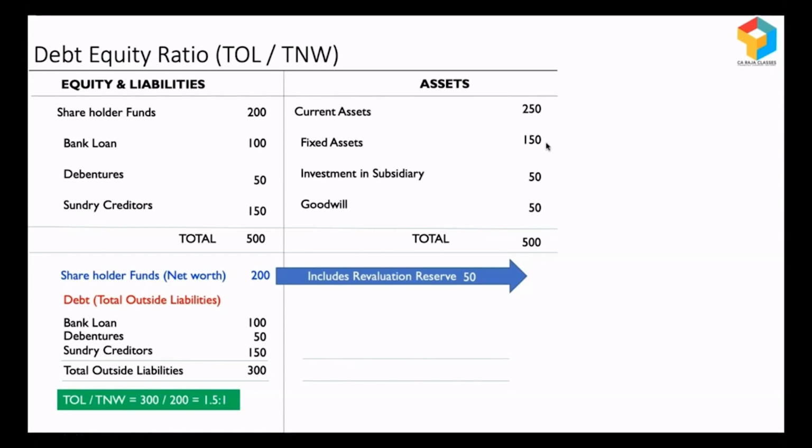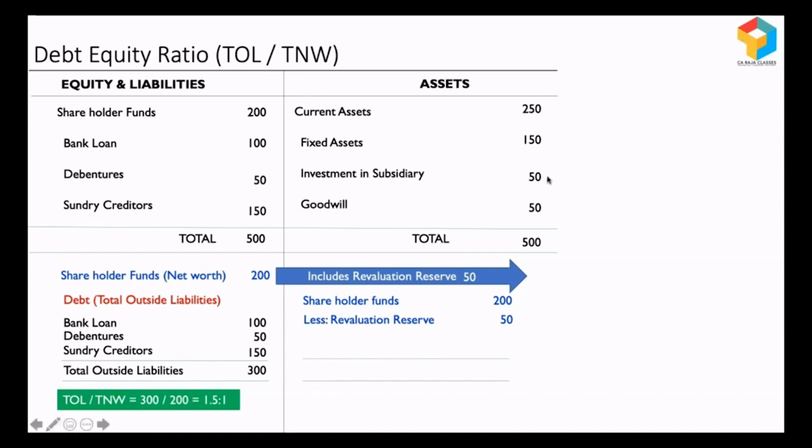Even though we see shareholder funds has 200 million, since that includes 50 million of revaluation reserve, from this 200 million, we are going to deduct it. Okay, so that is point number 1. Number 2, look at the asset side. There is an investment in subsidiary of 50 million.